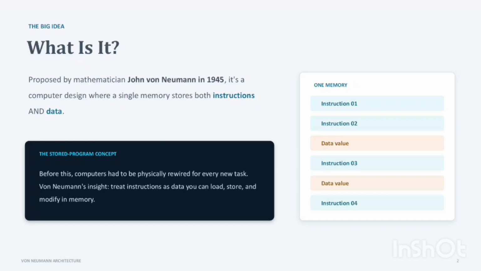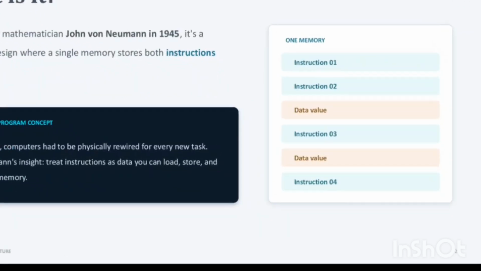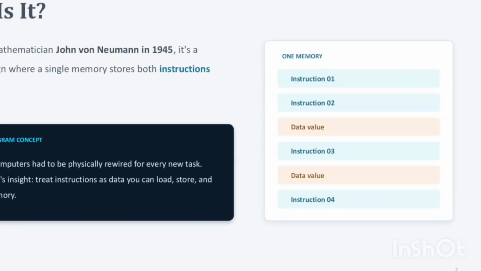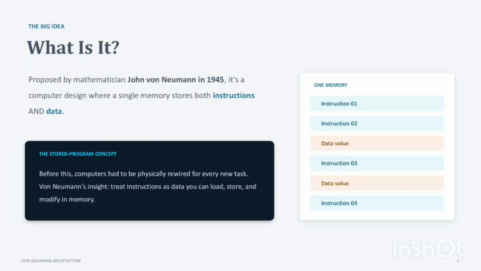So according to von Neumann architecture, the instruction and the data required to perform the instruction are stored in the same memory space. In this example, if you see instruction 01, instruction 02, they are two separate instructions and you have one field called data value that will be having the data. So, when the instruction and the data value share the same memory space, then it is a von Neumann architecture.